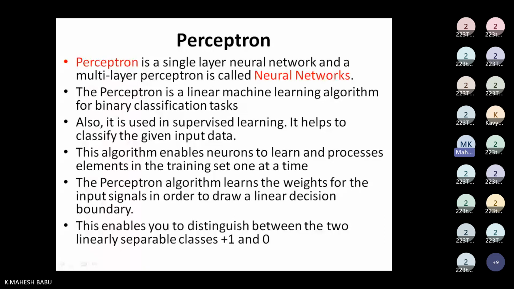So what exactly output you are getting? If you are not getting accurate output, we need to update the weights and repeat the same algorithm again and again. Here it enables you to distinguish between the two linearly separable classes, one and zero like that. Very particularly, the grouping and classification will be done in this particular perceptron neural network algorithm.